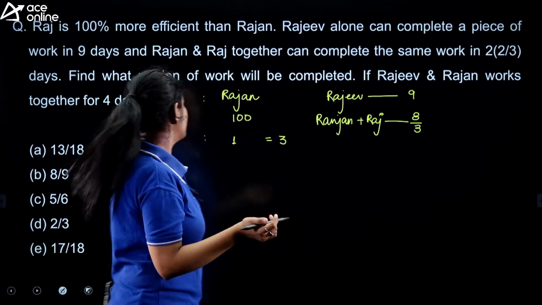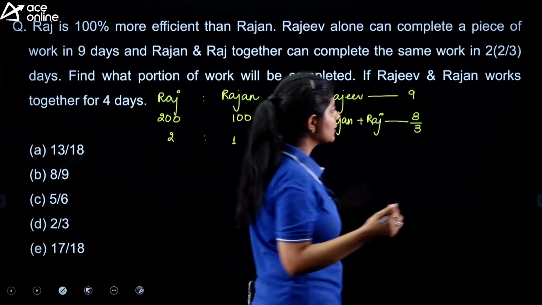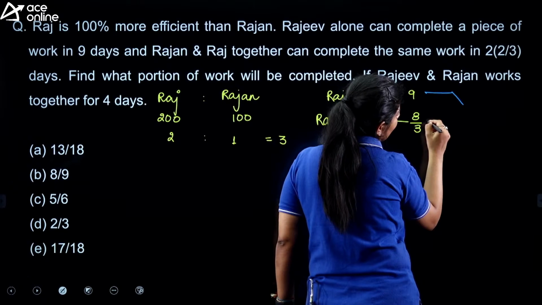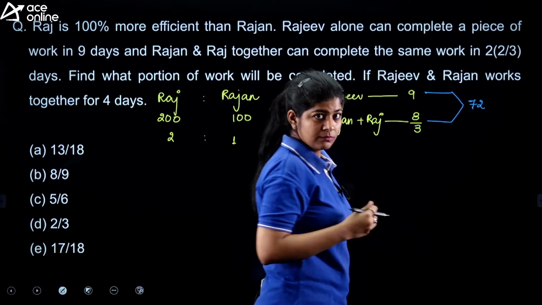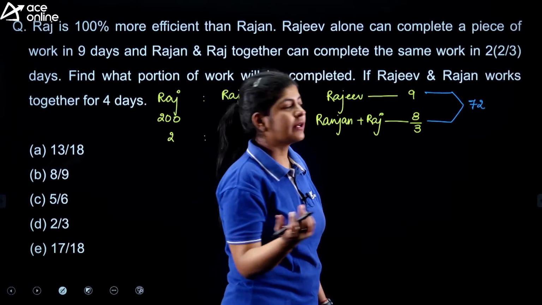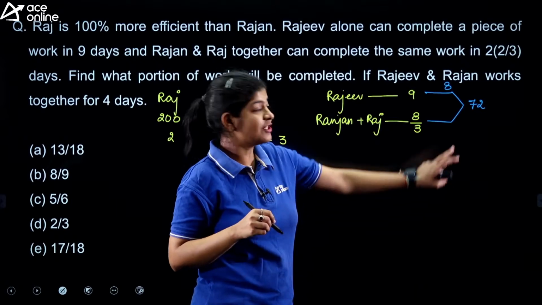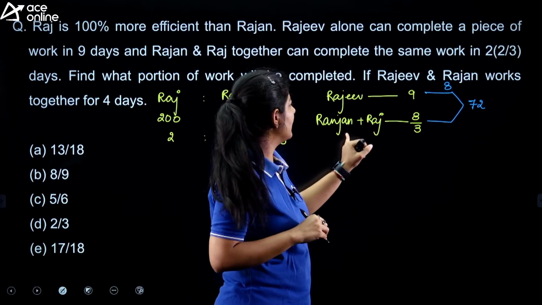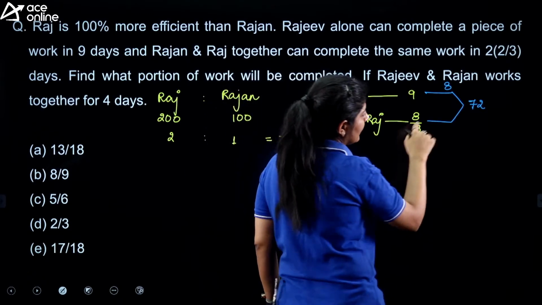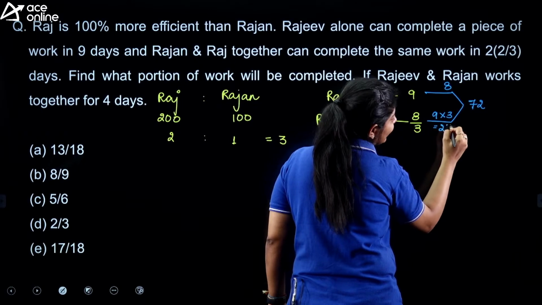Now, after doing that, we take the LCM of these. The LCM that we are getting here is 72, right? Now we have to write the efficiency. So the efficiency of Rajiv with such numbers is 8, and the efficiency of Ranjan and Raj together is 9 into 3, that is 27.